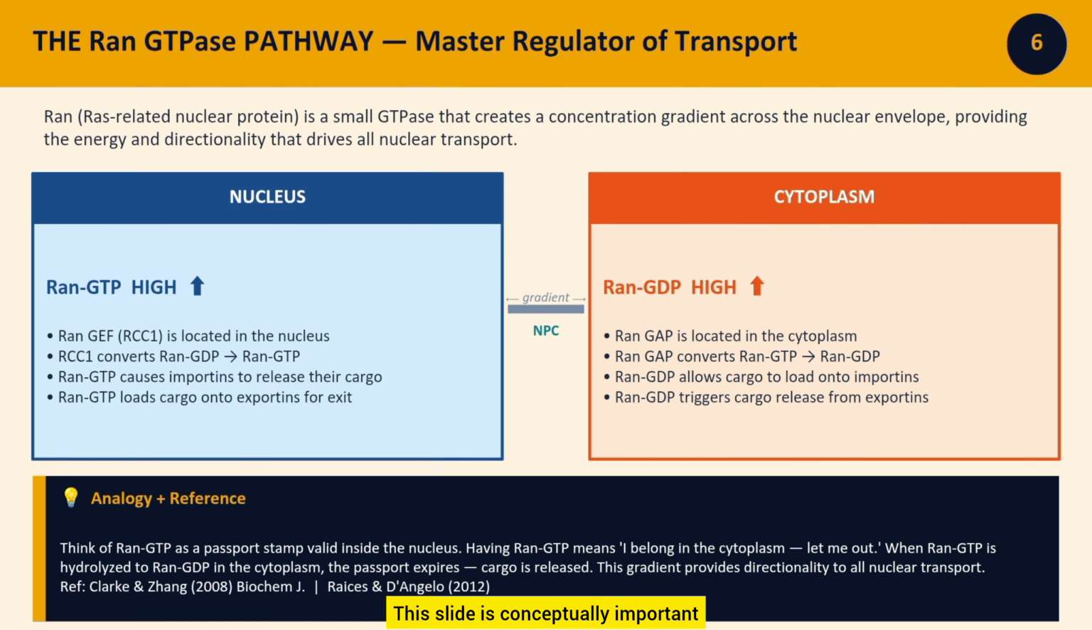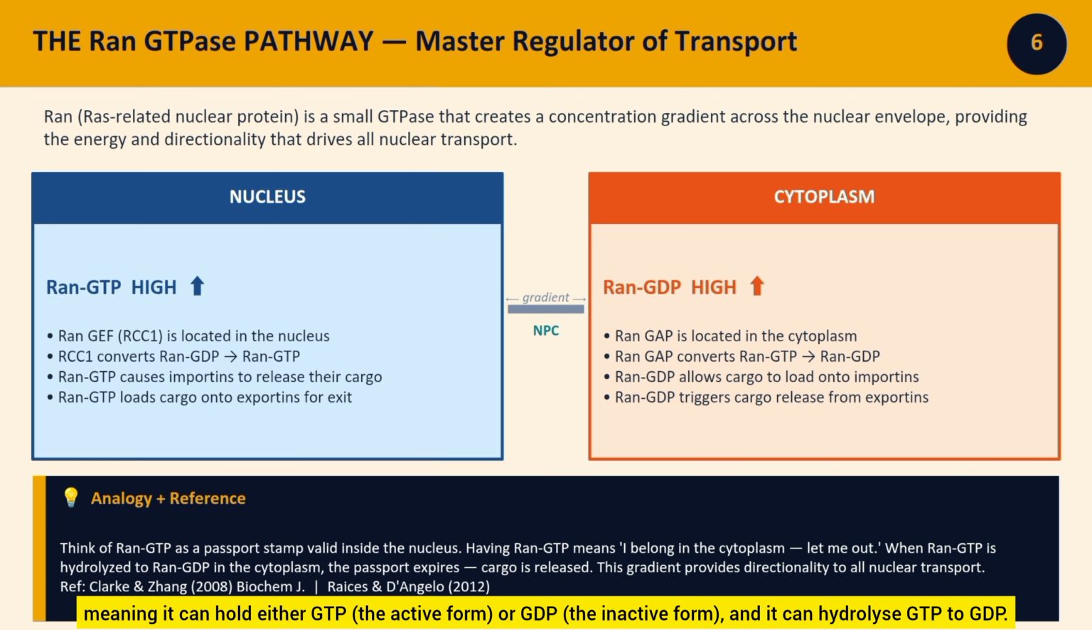This slide is conceptually important. Slow down and build the analogy. The master regulator of all nuclear transport is a small protein called RAN, which stands for RAS-related nuclear protein. RAN is a GTPase, meaning it can hold either GTP, the active form, or GDP, the inactive form, and it can hydrolyze GTP to GDP.